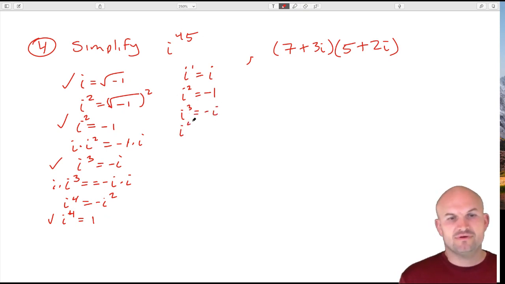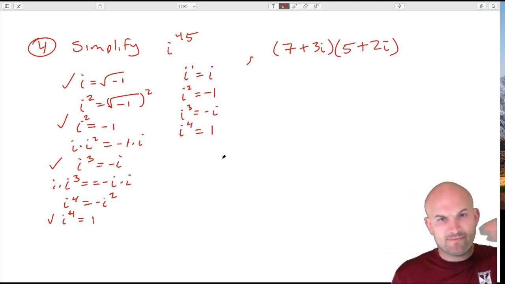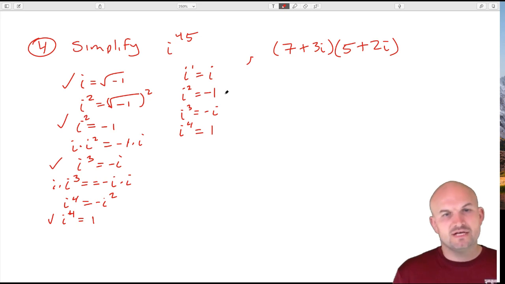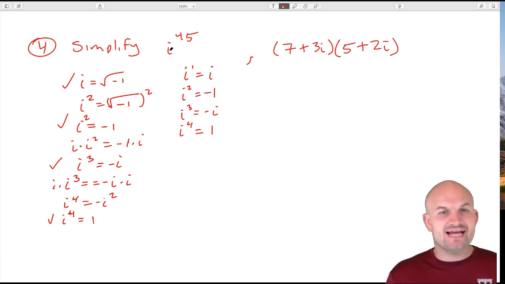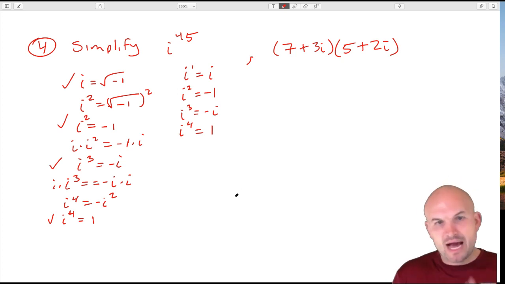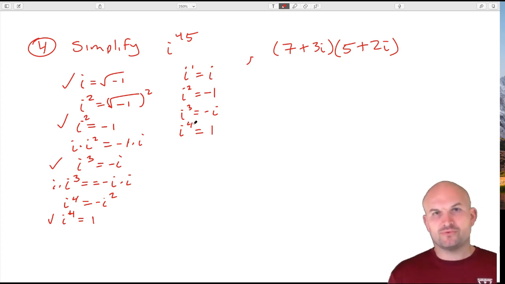i to the 4th is going to be equal to 1. All right, and what happens is if you keep on following that pattern, you're going to recognize this repeats. So the interesting thing here is, i to the 45th, basically what we're asking ourselves is, what is the power? Is it 1, 2, 3, or 4?